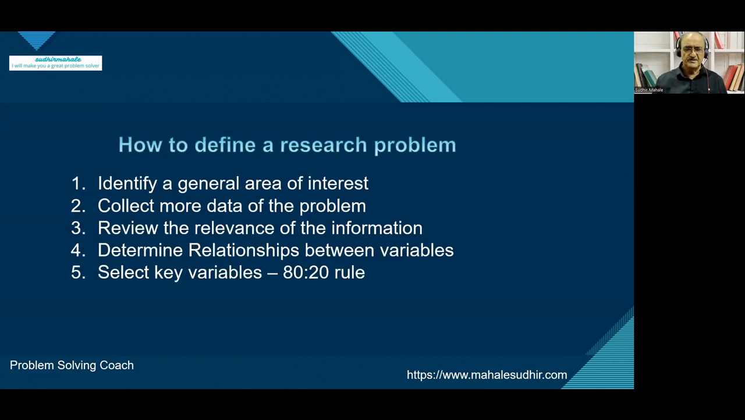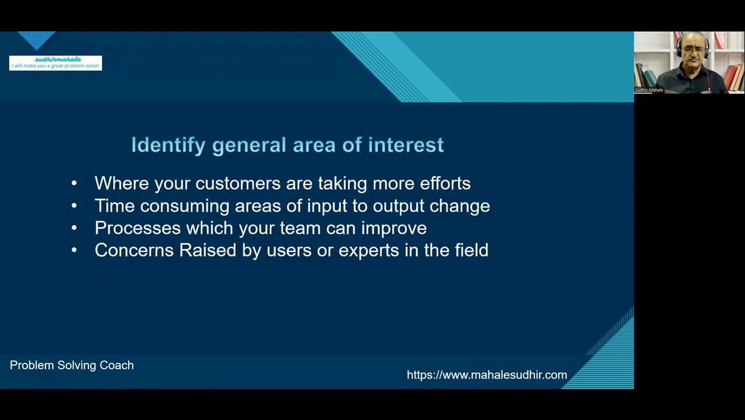So how to define a research problem? Identify the general area of interest, and then collect more data on the problem, then review the relevance of information, what is exactly suitable, and determine the relationship between the variables, and then select key variables for further testing, and then arrive at our solution. So first is to identify the general area of interest.